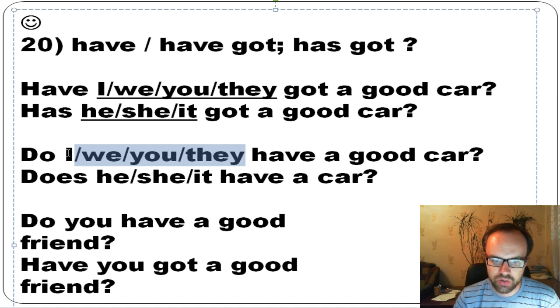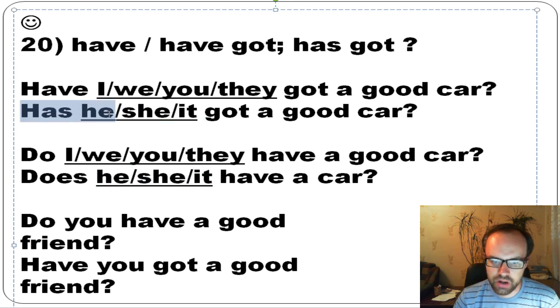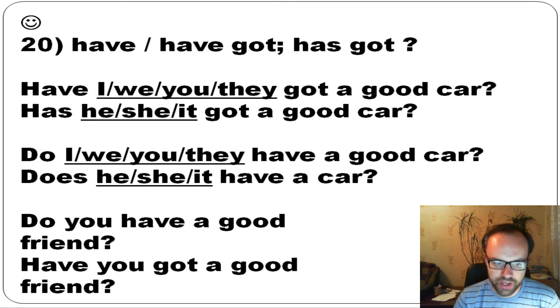So, do I have a car? Do we have a car? Do you have a car? Do they have a car? Or does, yeah? Does he have a car? Does she have a car? Does it have a car? In other words, you can ask, for example, have you got a car? Or do you have a car? Has he got a car or does he have a car? Look, you can ask, do you have a good friend? Or have you got a good friend?